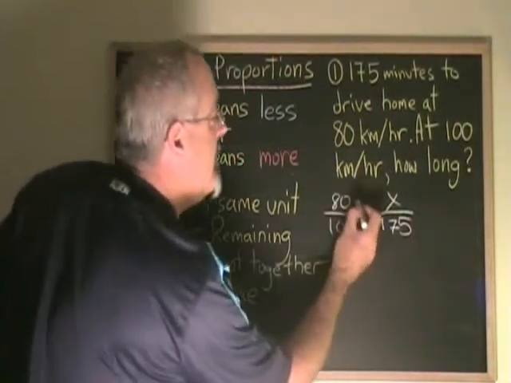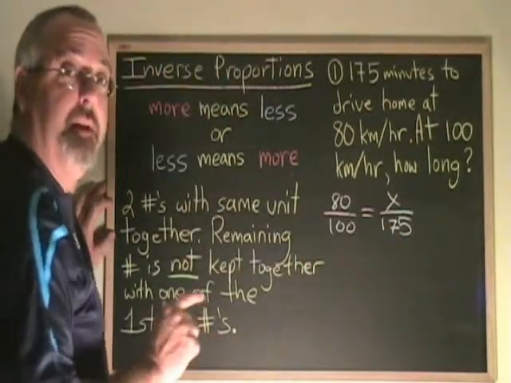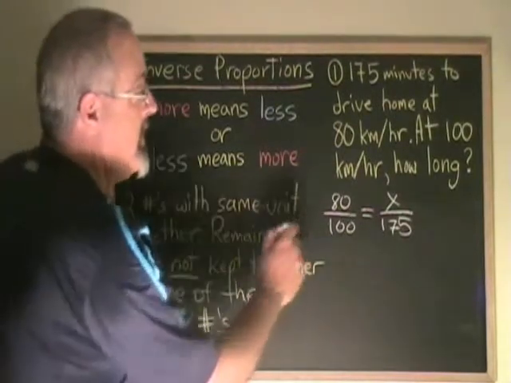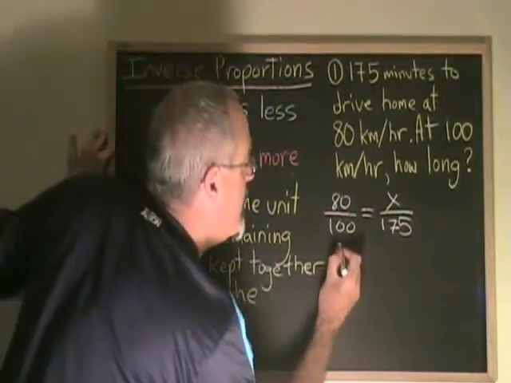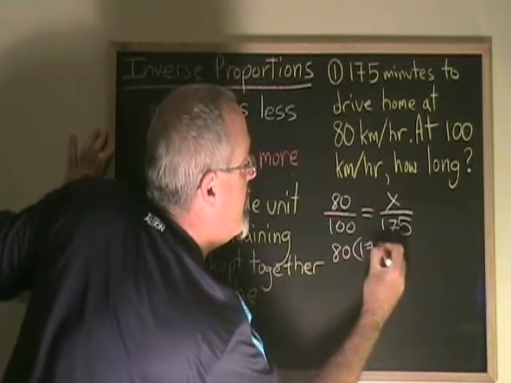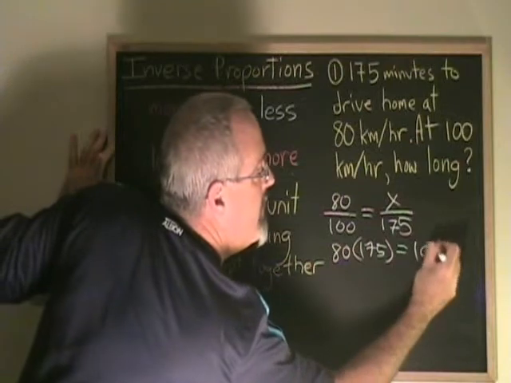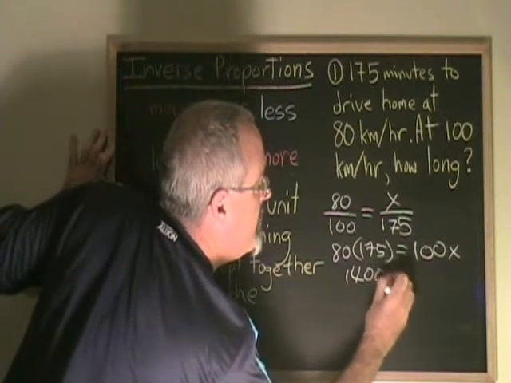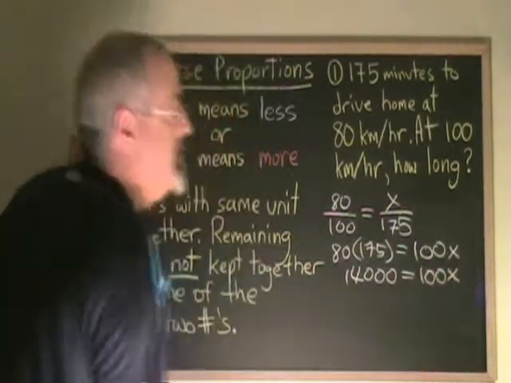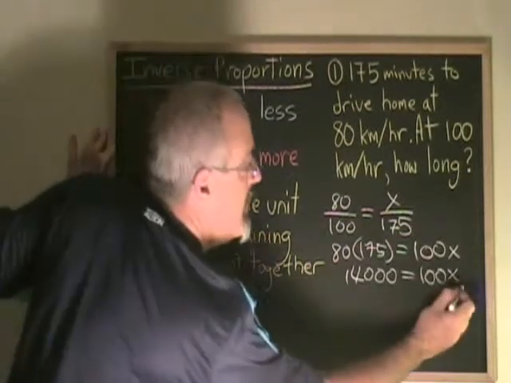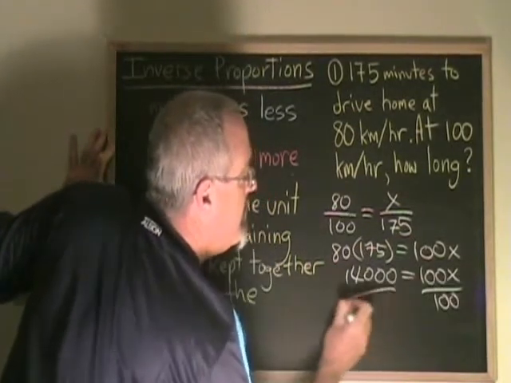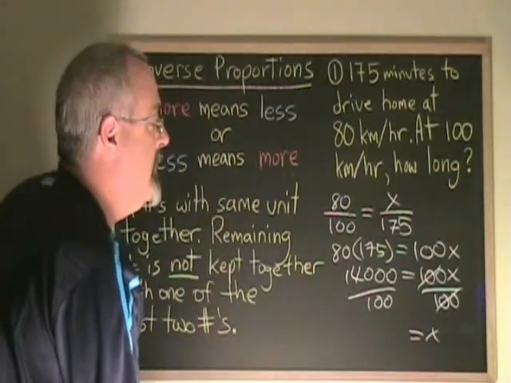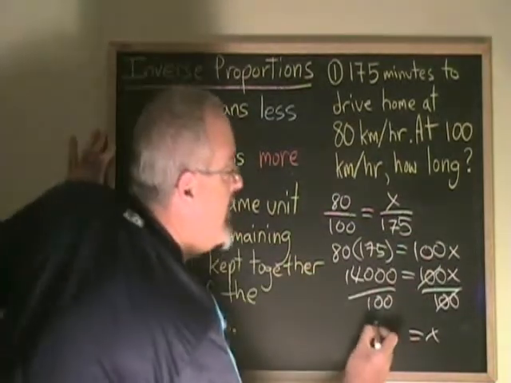If I cross multiply, I'm going to get an answer that makes sense. Now, using the fundamental rule of proportions, I do top times bottom equals bottom times top. I get 80 times 175 equals 100x. 80 times 175 is equal to 14,000. So I have 14,000 equals 100x. I divide both sides of the equation by 100. These cancel. My x is now isolated. And 14,000 divided by 100 is 140.